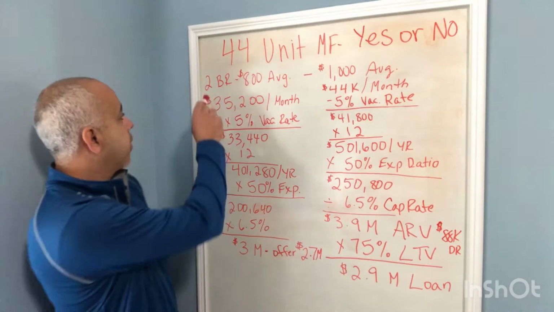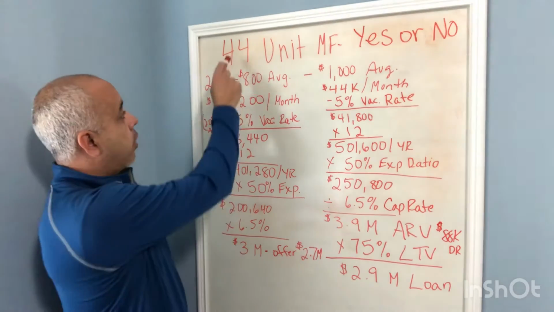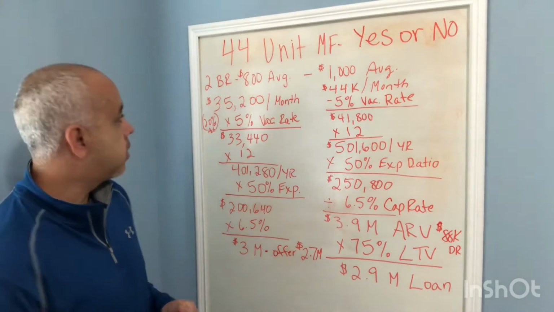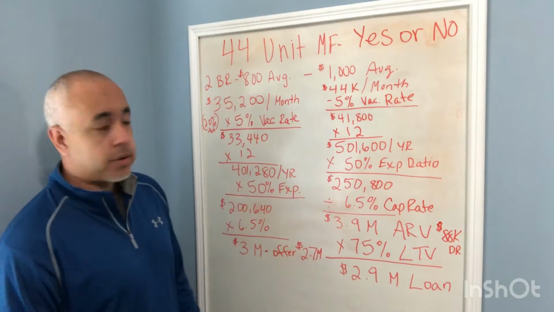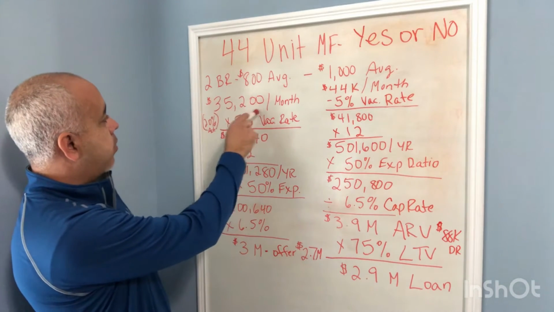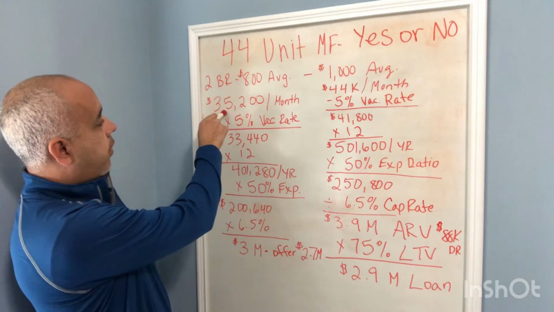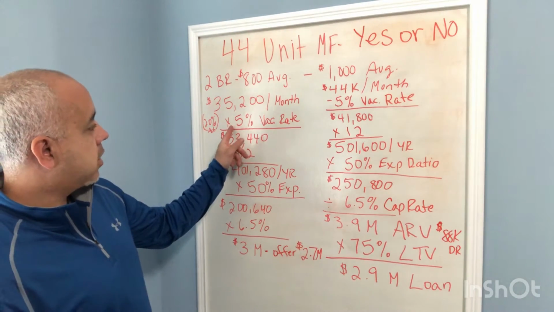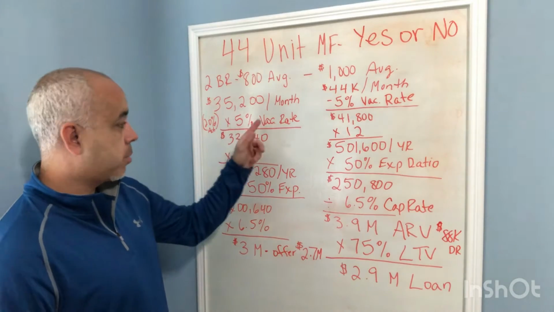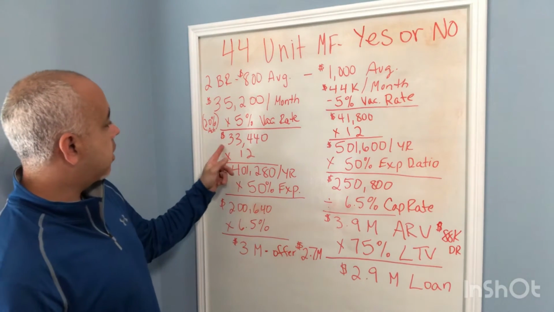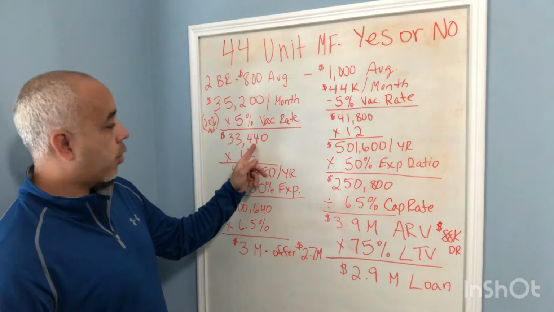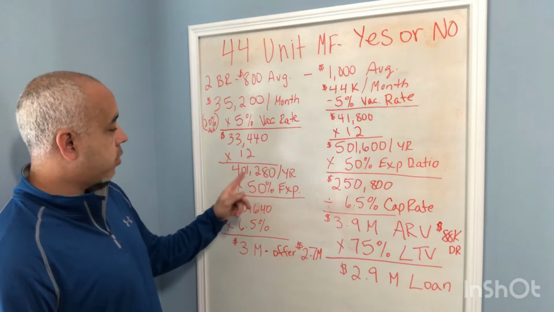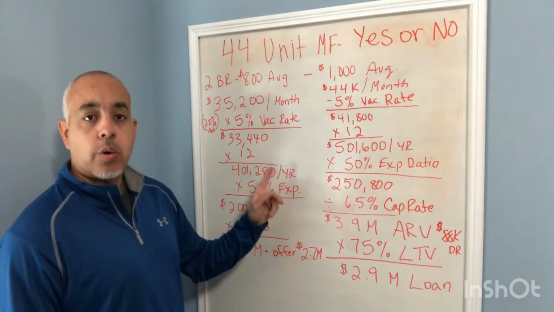Okay, so we have 2 bedrooms. They're all 2 bedrooms, 44 units, all exactly the same size, square footage wise. The average rent is $800. So what they did was take $800, it's $35,200 a month. They put in a vacancy rate of 5%, which makes sense in the area. That equals out to $33,440. You times that by 12, you get $401,280 a year in total income, right?